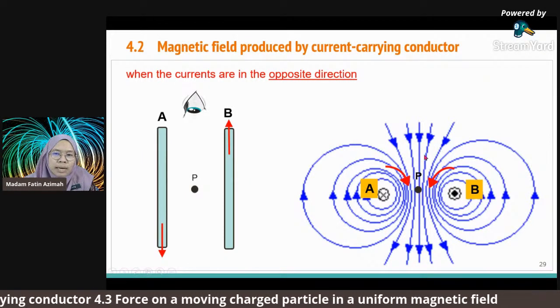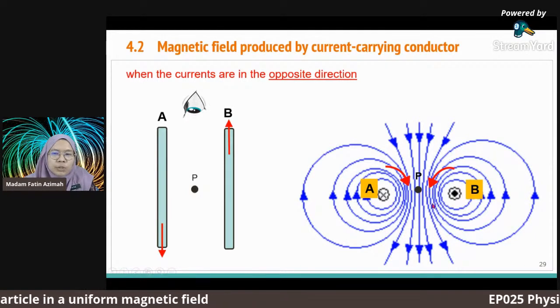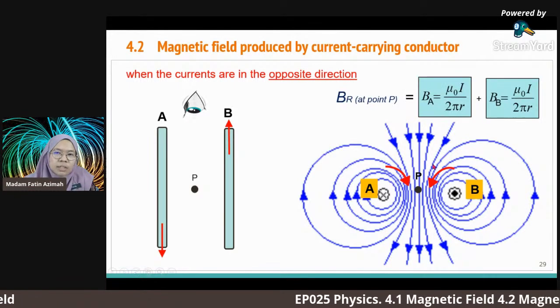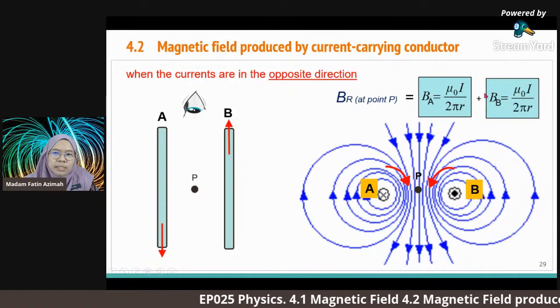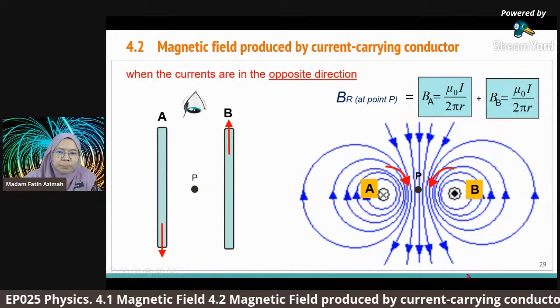And we have more lines over here. So remember, more lines indicate a stronger magnetic field. To calculate the magnitude of the strength, the resultant, we use the formula, and this time we need to add the numbers.